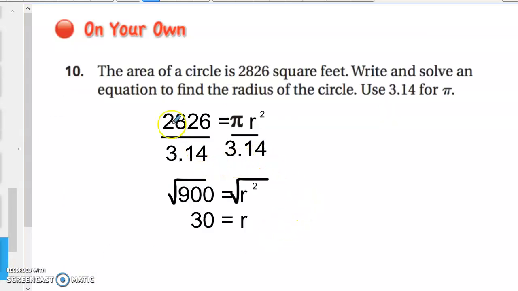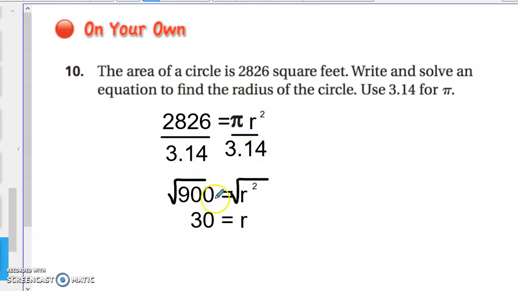Okay, the on your own one says the area of the circle is 28.26 square feet. Write and solve an equation to find the radius of the circle. Use 3.14 for pi. So again, I put 28.26 in for area, and that of course equals pi times radius squared. Then just like last time, I want to divide by 3.14 on both sides.